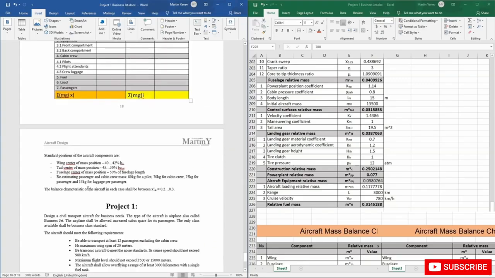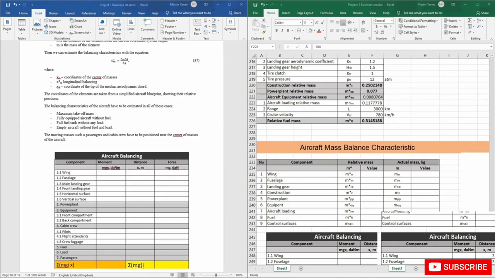So as a matter of fact, the final balancing coefficient should be between 0.2 and 0.3, and this will mean that your aircraft has a good balance. Okay, so this is what we're looking for, and this is what we're trying to achieve in this section.